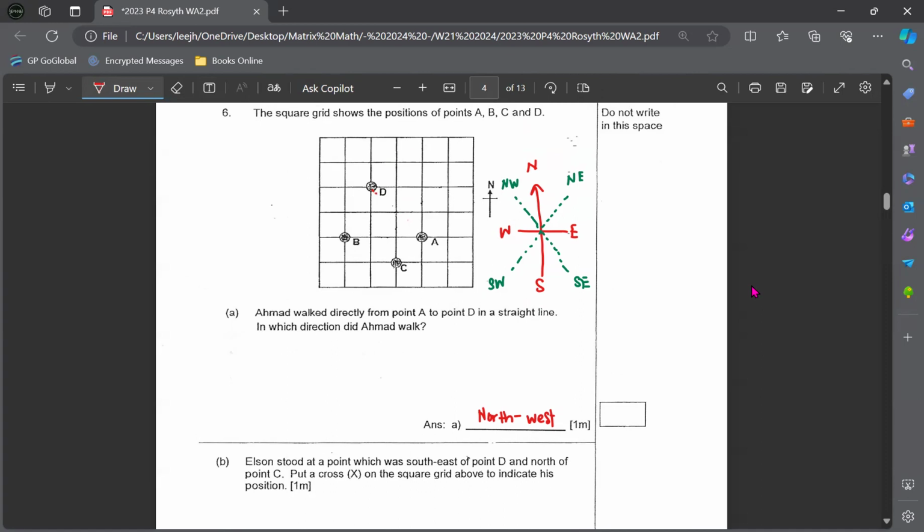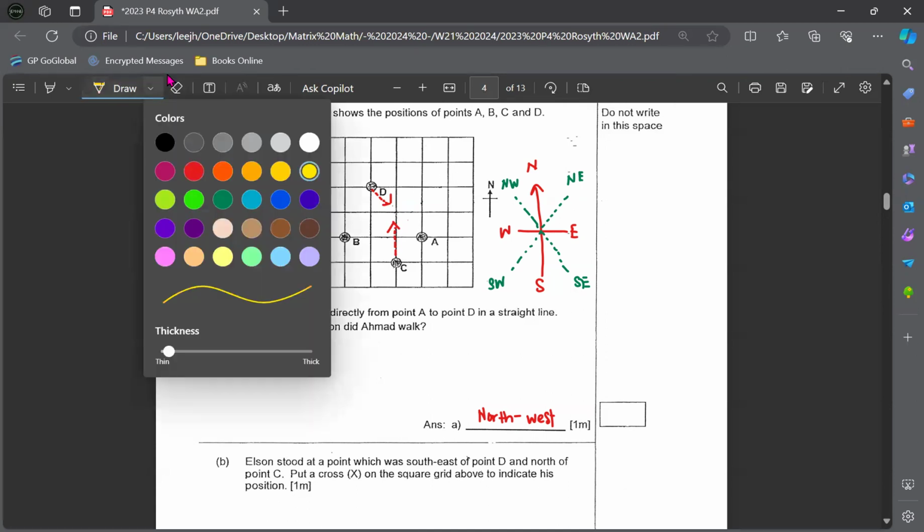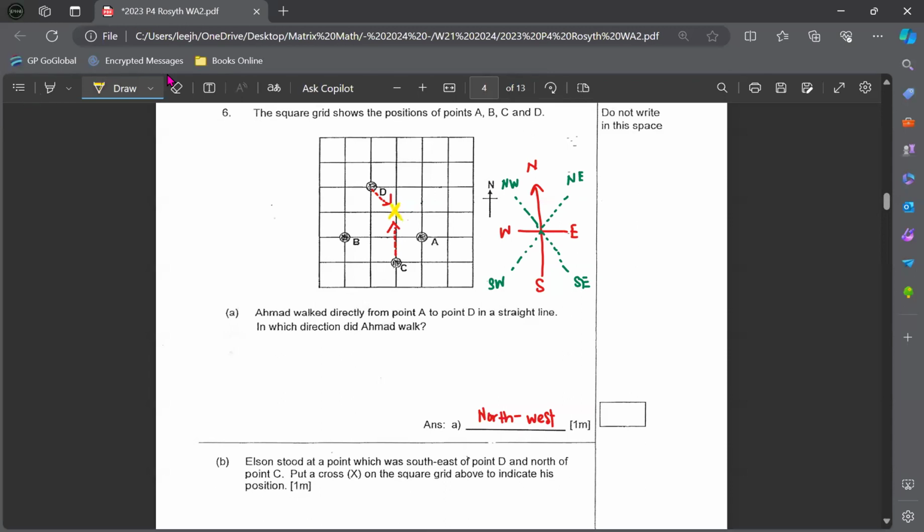So southeast is this way. North of C is this way. So you cannot put it here. You have to put it here. Must be directly southeast of D and north of C. So this is north of C. This is southeast of D. So your answer will be this point. If you cannot see, I draw another color. I just do the direction here. So this is north. So that means the point where you are at, I don't know if you can see yellow. Then this one. Okay, so you put point X, you put a cross directly exactly at this point. Okay, this is the answer for question 6B.